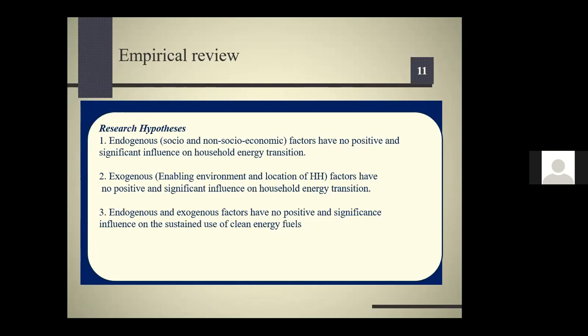So the hypotheses that we're looking to test are: one, endogenous factors have no positive and significant influence on household energy transition. Number two, exogenous factors have no positive and significant influence on household energy transition. And number three, the endogenous and exogenous factors have no positive and significant influence on the sustained use of clean energy fuels. Now, these are the hypotheses that we'll be looking to test when finally we have the data.